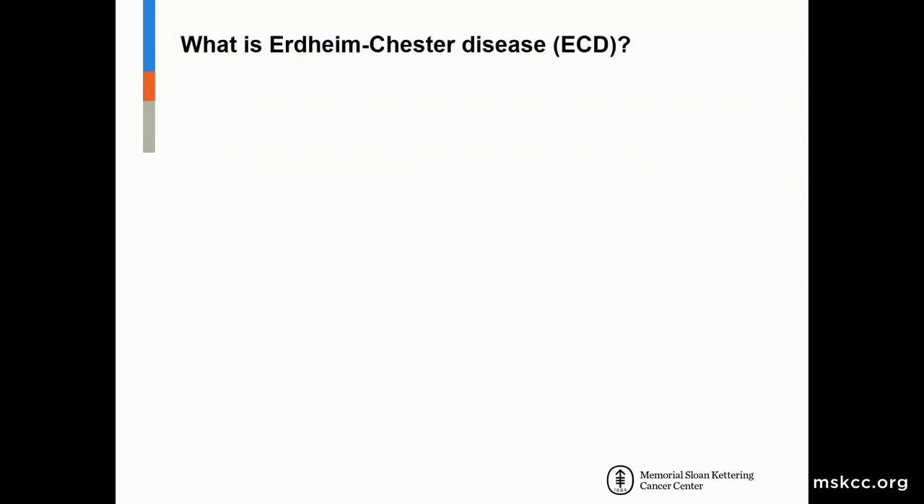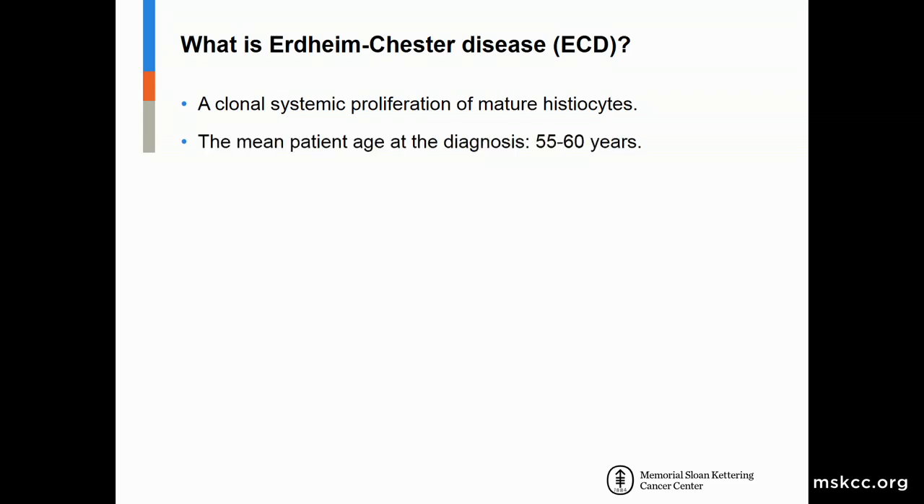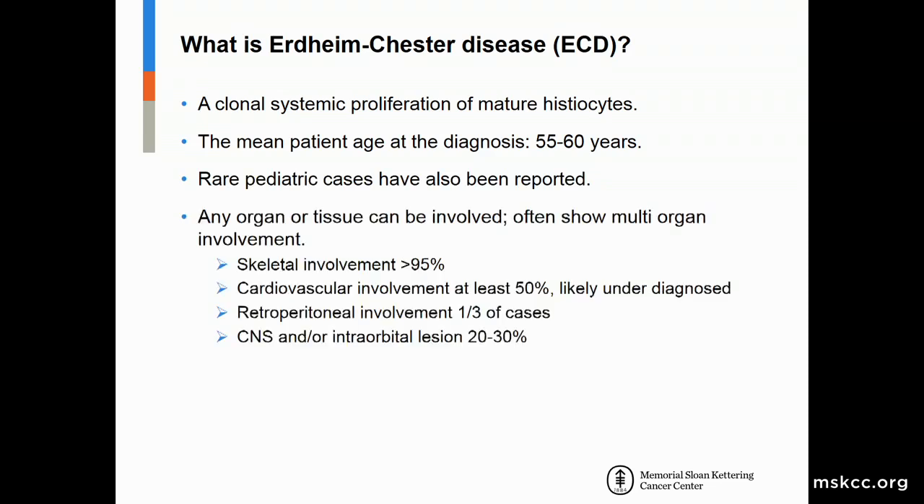The first, so what is Erdheim-Chester disease? This is a clonal proliferation of mature histiocytes. This is a histiocytic neoplasm. The mean patient age at diagnosis is usually in the late 50s, like this patient, but rare pediatric cases have also been reported. And any organ can be involved. And actually, skeletal involvement is seen virtually in all cases. And like this patient, retroperitoneal involvement or CNS and intraorbital lesions were often reported.